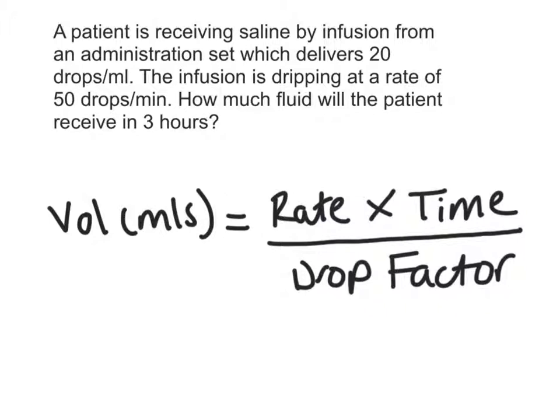Our formula for working out a volume is a slightly different construction. It doesn't contain an over 1 element. To work out a volume, we first of all need to multiply our rate by our time in minutes, and then divide that total by the drop factor. So let's have a look how we would set that formula up for this problem.